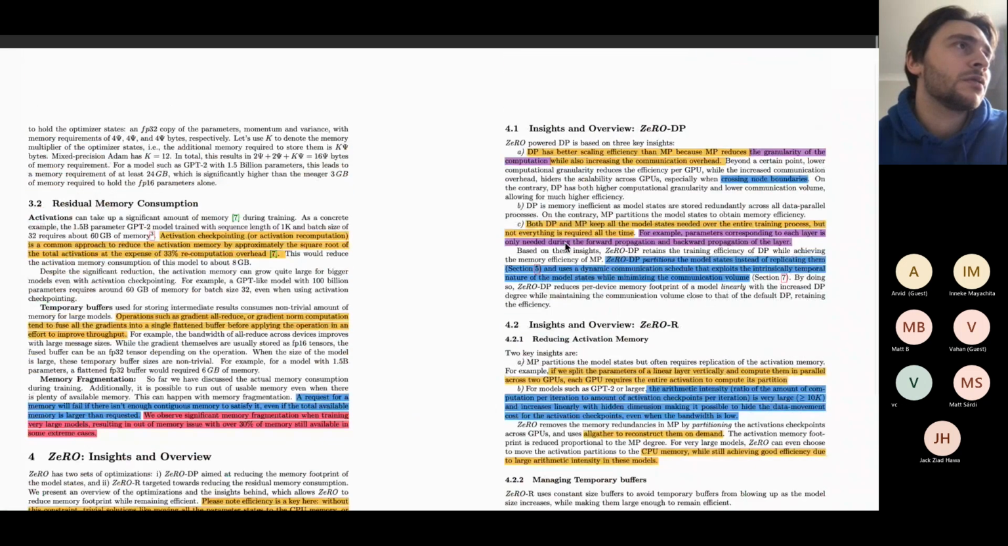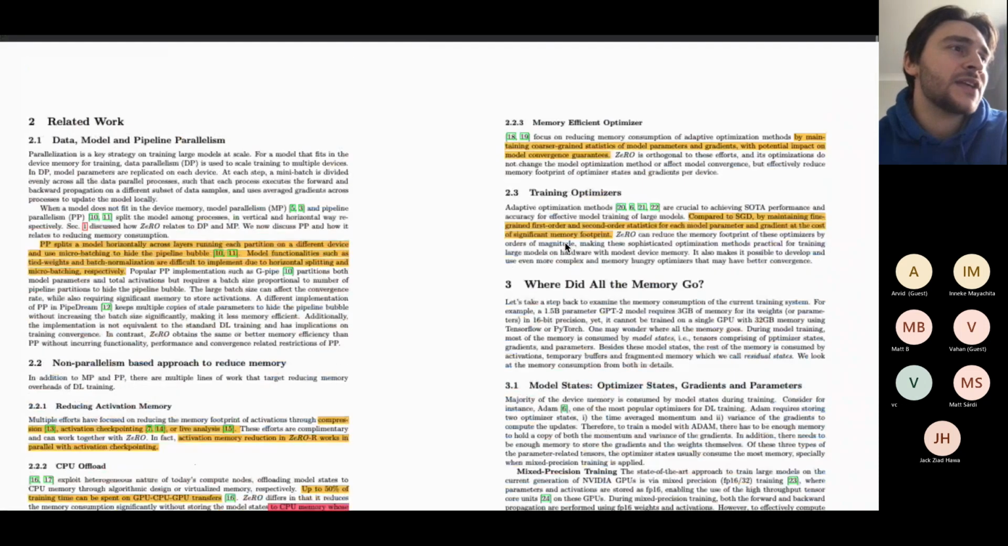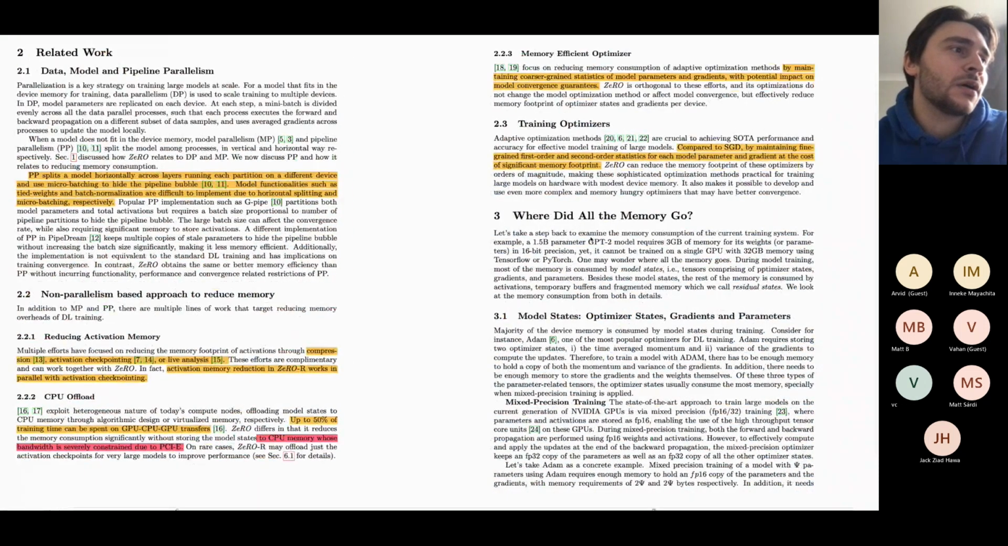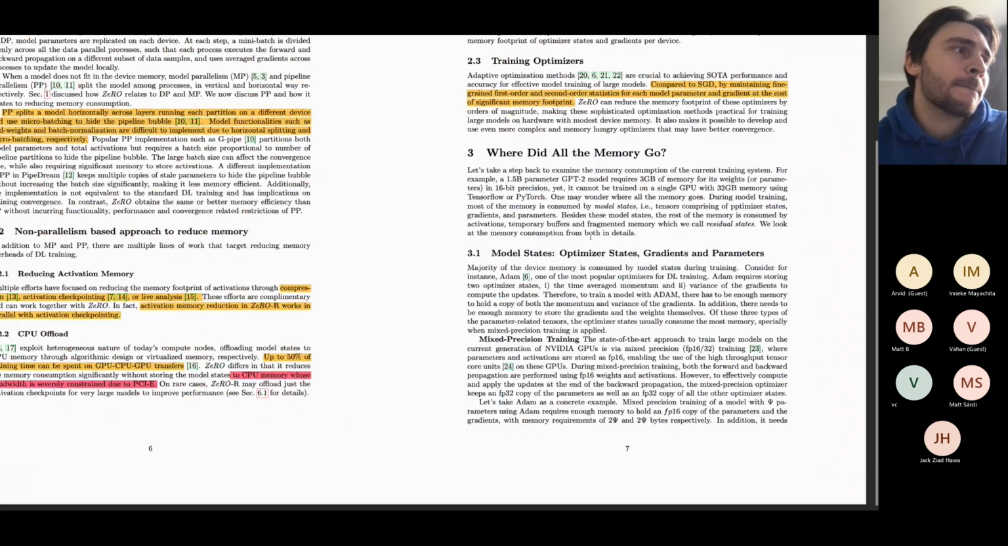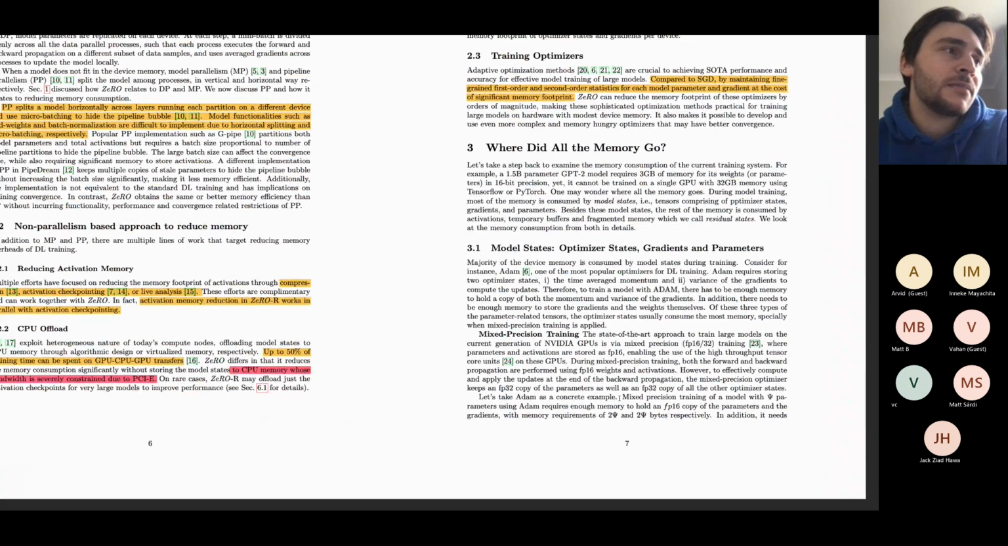Oh wait, no, it's over here. Okay, so how does Adam use memory? It says, let's take Adam as an example. Mixed precision training of a model with psi parameters using Adam requires enough memory to hold a floating point copy of the parameters and the gradients, with memory requirements 2 psi and 2 psi respectively, where psi is the number of parameters.